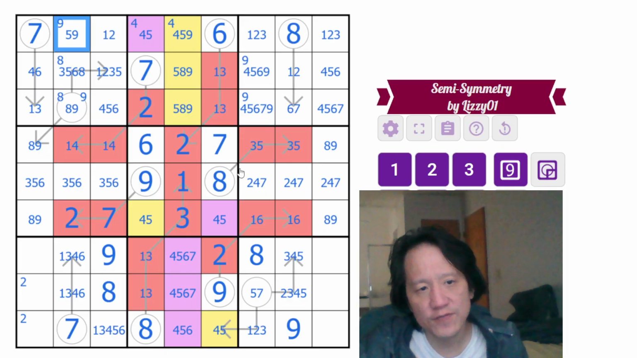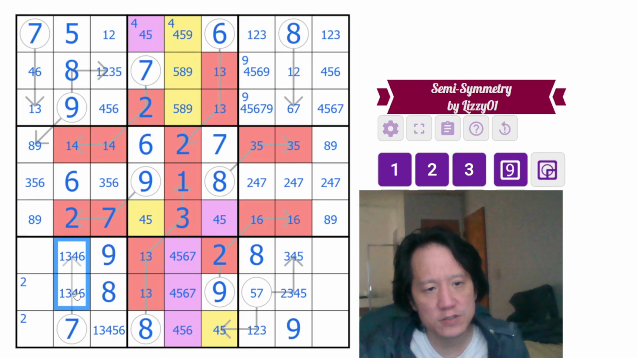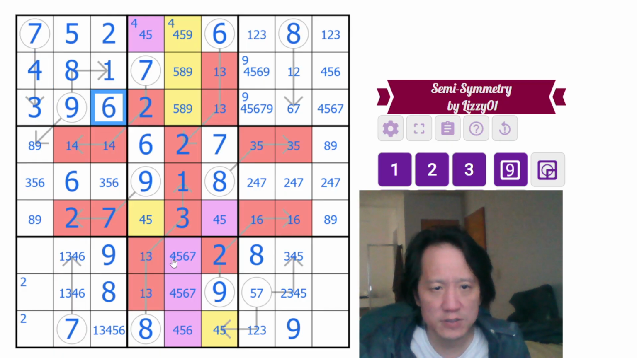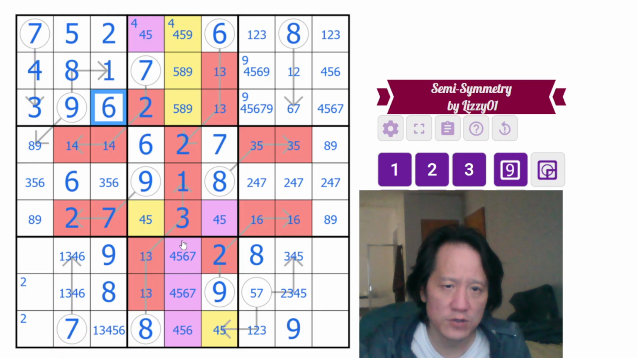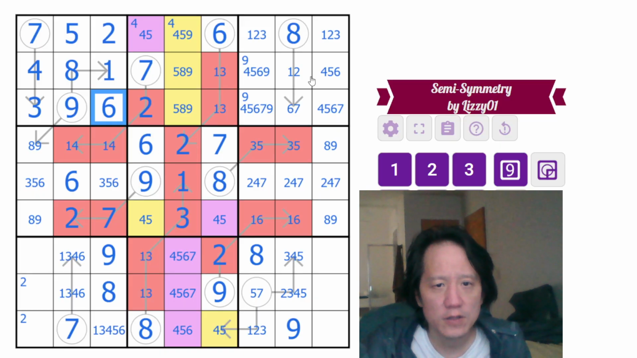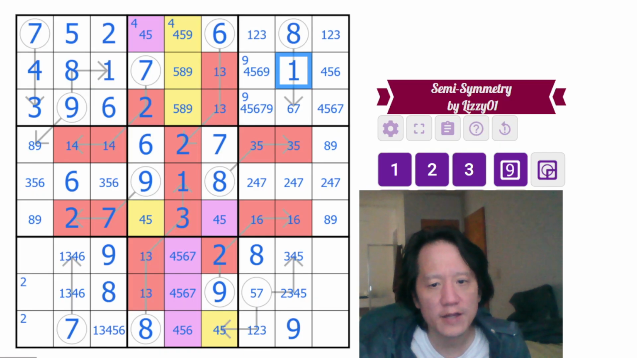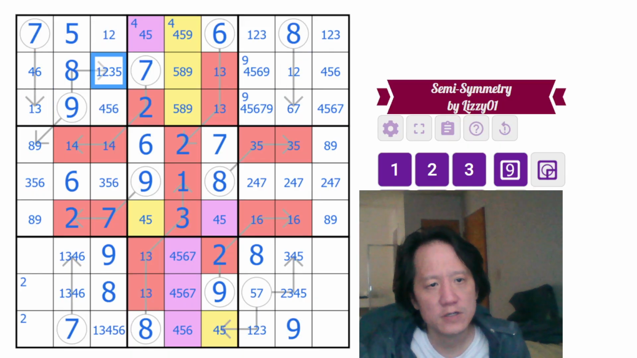So if this is 5, this would have to be 9, 8. This would be 6, 3, 4. This would be 1, 2, 3, and 4, and that would be 6. So far it's looking okay. This would have to be 1. Ah, that's the contradiction. Because this can't be 6, this would have to be 7 and 1. So that's the contradiction. So this one cannot be 5 then.